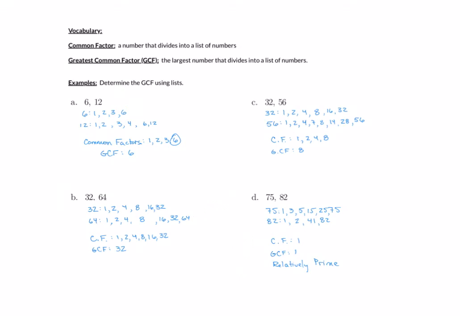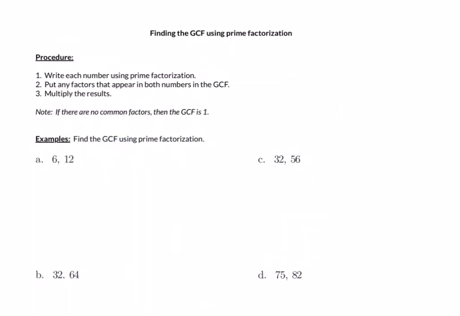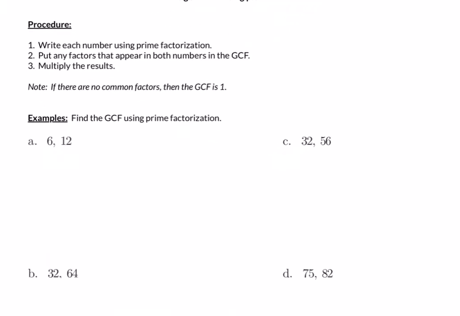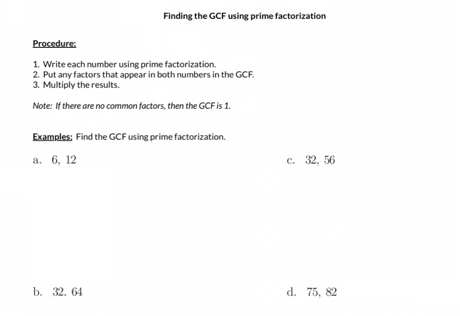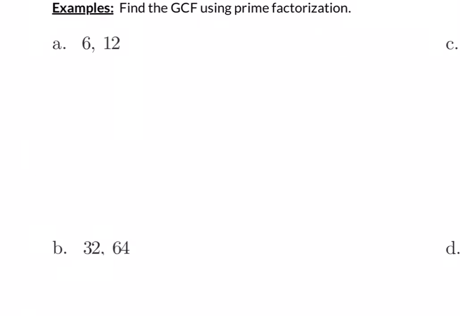Okay, so this is one way that you can find common factors and greatest common factor. We can also do the same thing with prime factorization. What we're going to do for this is we want to write each number using prime factorization. And then we're going to put any factors that appear in both numbers in the GCF. We're going to multiply the results, and we have our greatest common factor. Note, if there are no common factors, then the GCF is 1. So let's try some examples using this.